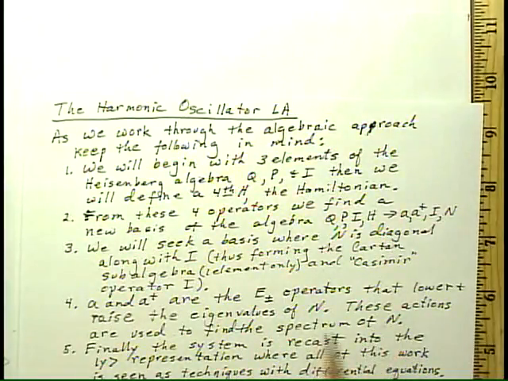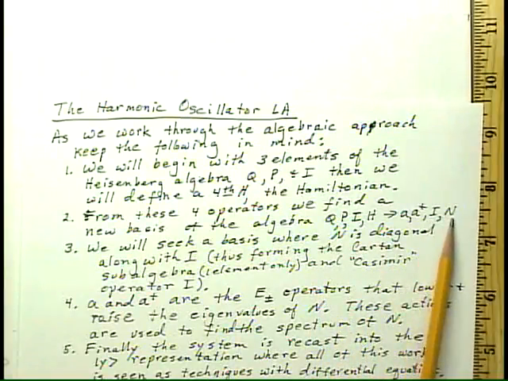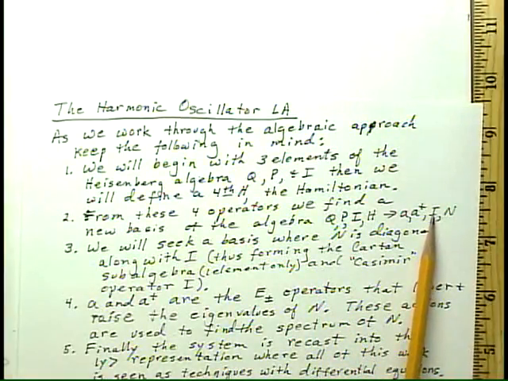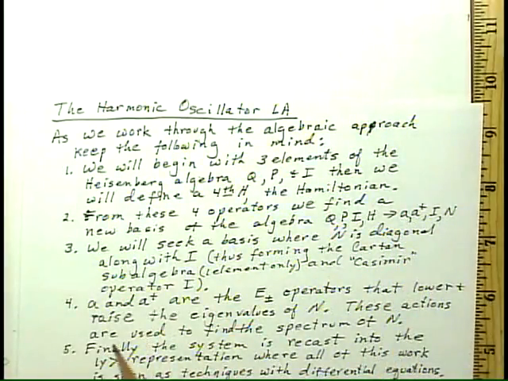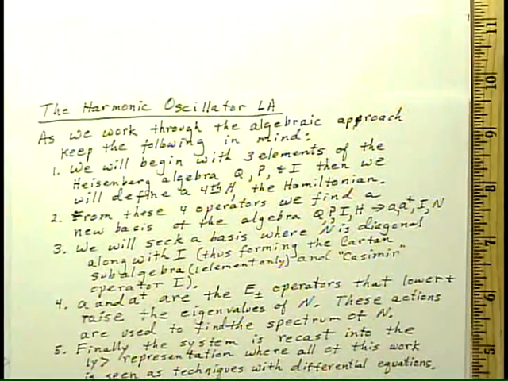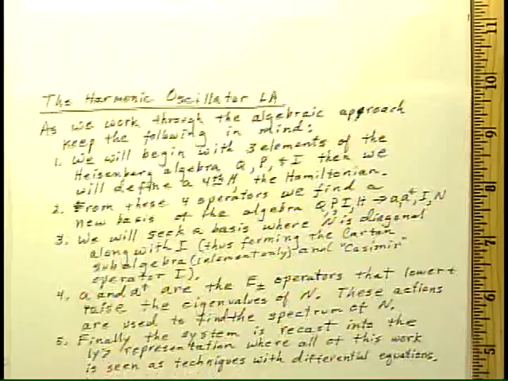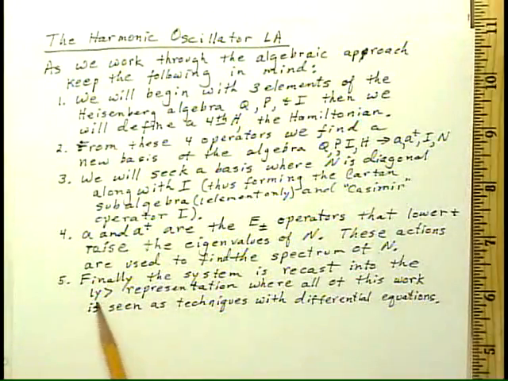Now, these actions are then going to be used to find the spectrum of N. This general procedure right here, where we separate out, find the Casimir operators or the Casimir-like operators, the Cartan subalgebra, and the raising and lowering operators that then move us around over all possible states, is something we will do again and again as we look at different algebras. Finally, the system is recast into the position representation, where all of this work is seen as techniques with differential equations rather than techniques with Lie algebras.